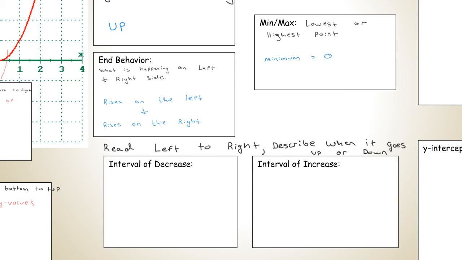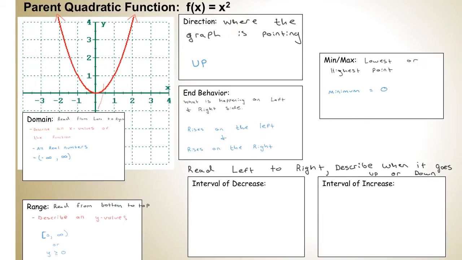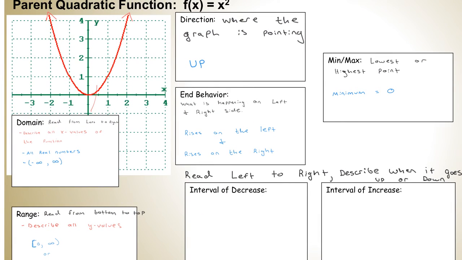And the thing to remember here is you're always going to use x values, okay? So if I wanted to read this thing from left to right, and I like to say that I'm pretending that I'm on a roller coaster. If I start on the left side, right here, this thing is going down, okay?